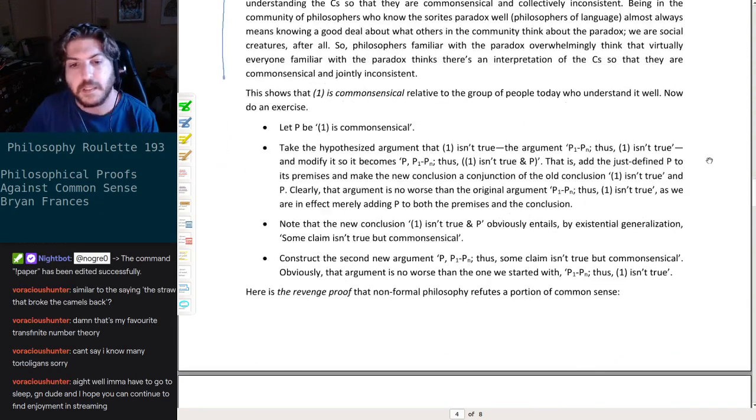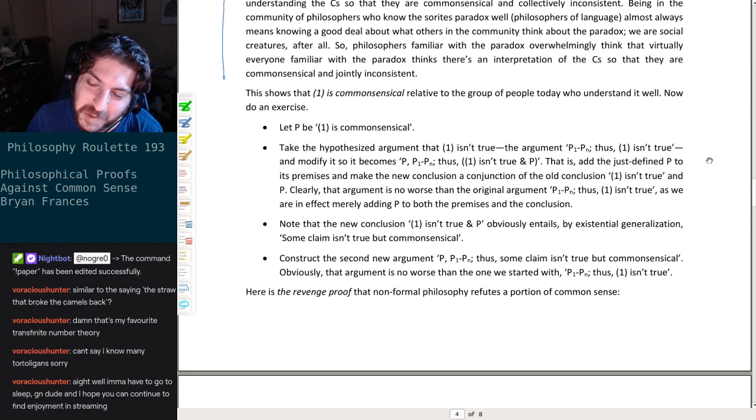Okay, continuing. This shows that 1 is commonsensical relative to the group of people today who understand it well. Why do we think we understand things well? That we just may have spent more time at this, I would go with.